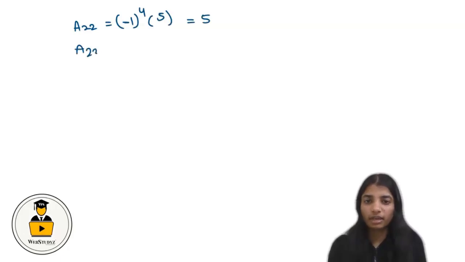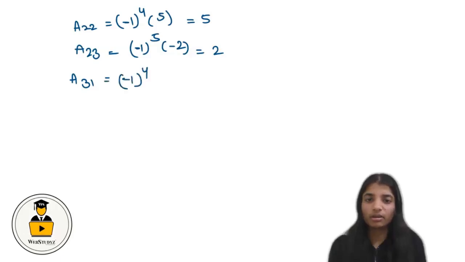In the same way, the value of A23 is minus 1 raised to the power 5 multiplied by its minor, that is minus 2. Minus 1 raised to the power 5 is minus 1. Minus 1 multiplied by the minus 2 is plus 2. In the same way, the value of A31 is equal to minus 1 raised to the power 4 and its minor is minus 11. So minus 1 raised to the power 4 is plus 1. Plus 1 times minus 11 is minus 11.